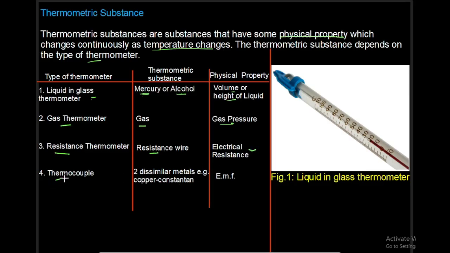We also have the thermocouple. The thermometric substance found in the thermocouple is two dissimilar metals, for example, the copper constantan combination. This is the thermometric substance. Now, the physical property that changes here is the EMF. So this is basically what thermometric substances are all about.